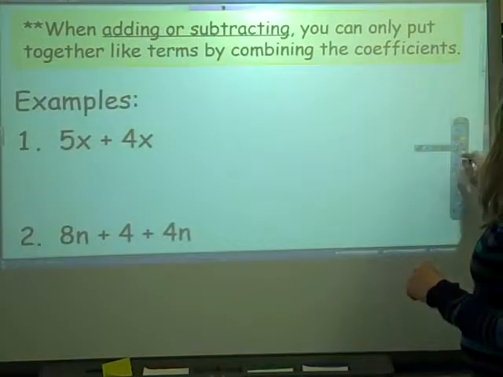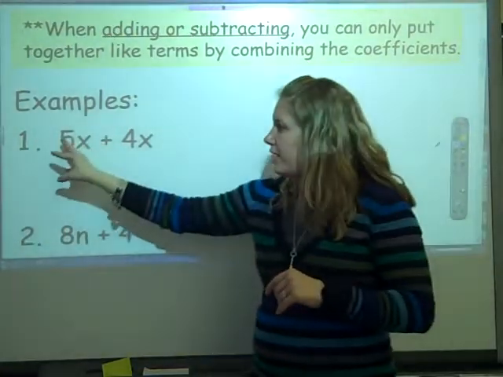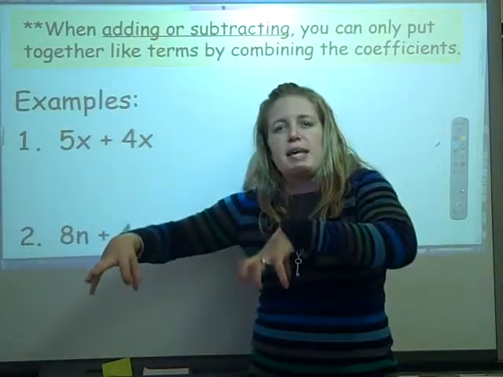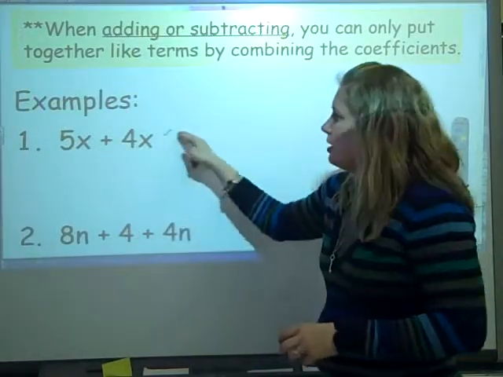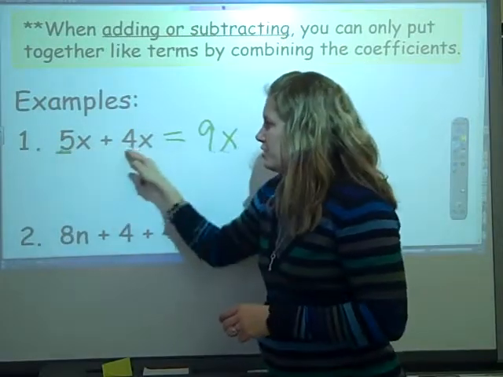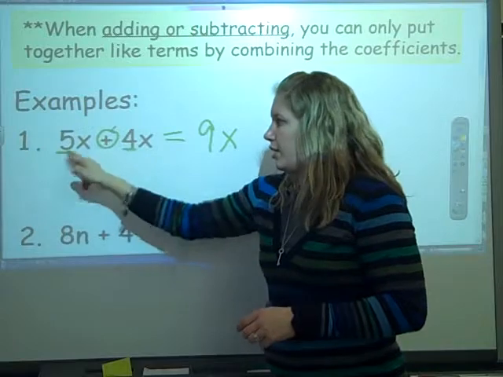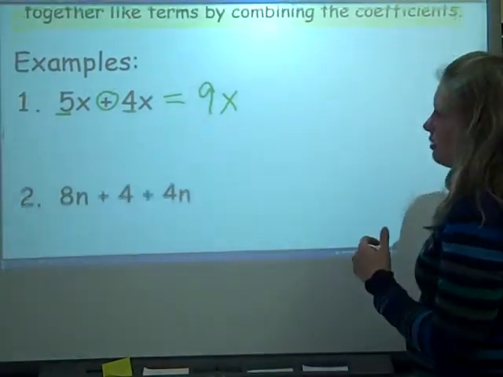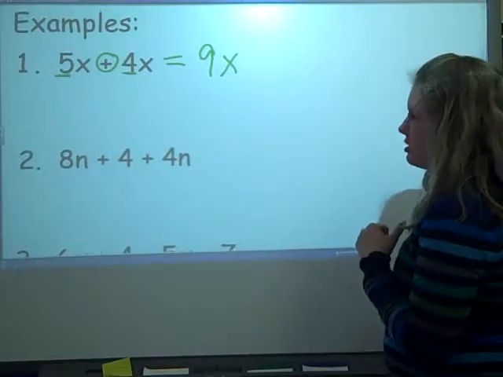Okay, example 1. 5x's plus 4x's. We have 5 of something plus 4 of that same something, whatever the x is, would equal 9x. You add the coefficients, the numbers in front, or subtract them, whatever the operation is.